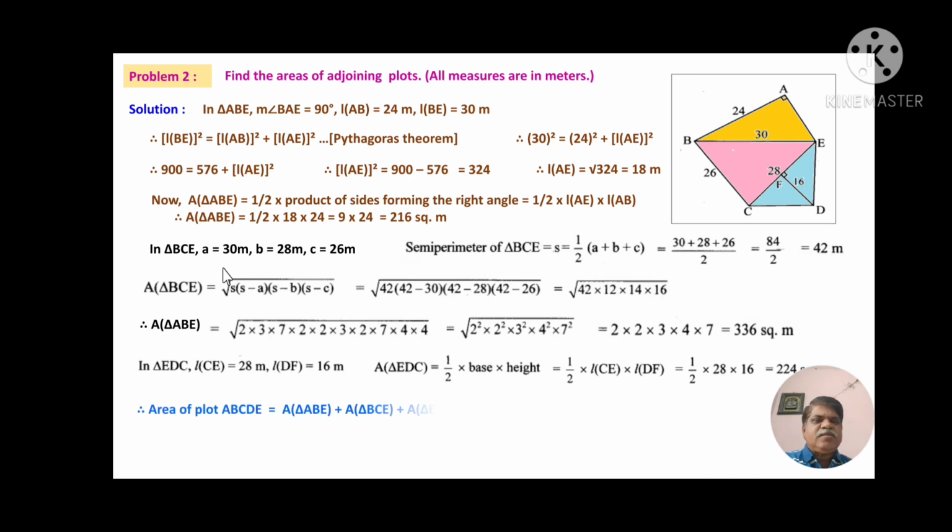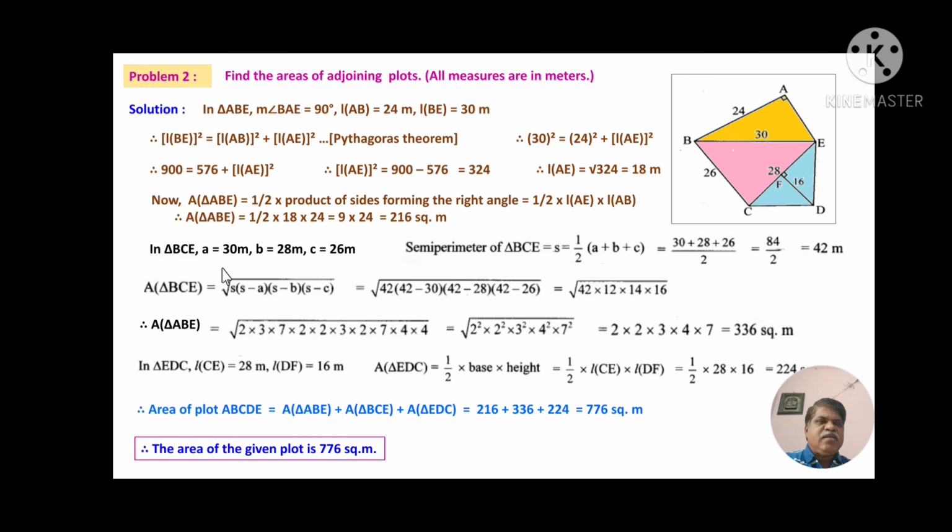Area of this plot ABCD is equal to area of triangle ABE plus area of triangle BCE plus area of triangle EDC, which will be 216 plus 336 plus 224, which will be 776 square meter. Therefore, the area of the given plot is 776 square meter. I think you understood these two problems.